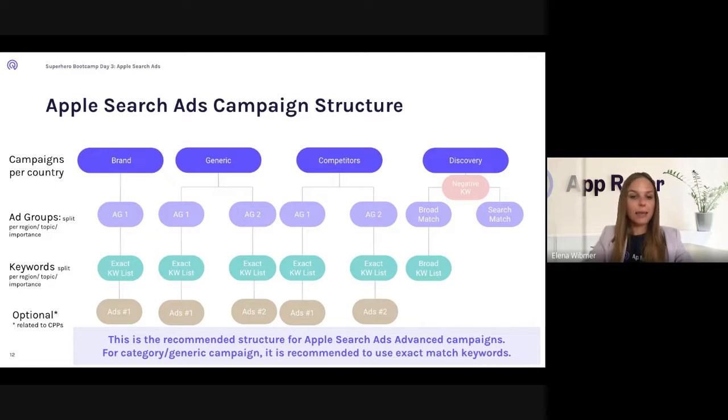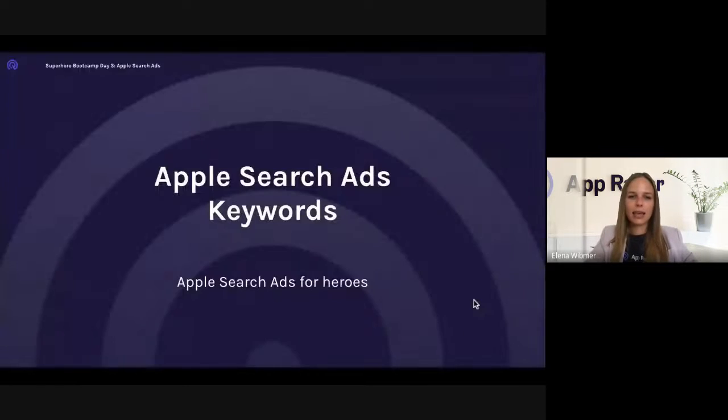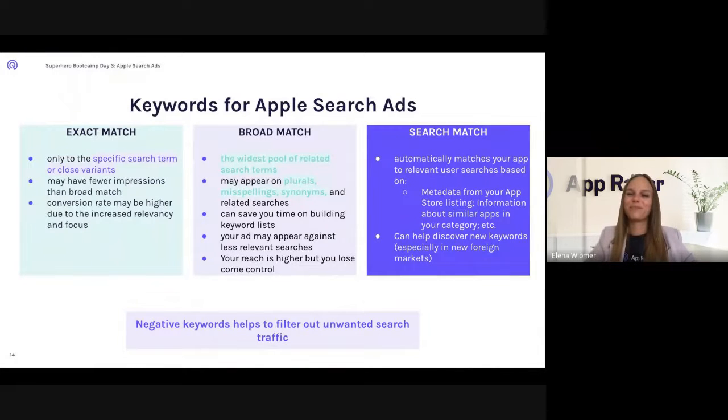Good. Keep in mind this is the recommended structure, but depending on the needs of your own app, you might adapt it a bit, or you might go with a simpler structure. Now, I've talked a lot about those different keyword types. We mentioned exact match, I mentioned broad match, but what do all those terms actually mean? Let's look at that. As said, keywords are really a main driver to optimize the performance of your campaigns. So let's look at each of them separately.